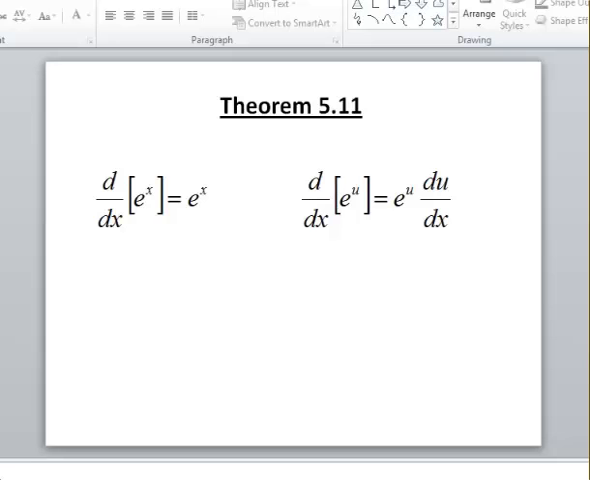One of the next things I want to talk to you about is how to find the derivatives of e's. The derivative of e to the x is just simply e to the x. Or the derivative of e to the u is e to the u, and then you take the derivative of that exponent. That's where that du over dx comes from. So that's when you have a more complicated exponent other than just x. So if you have x squared or anything like that, you would take the derivative of the exponent.